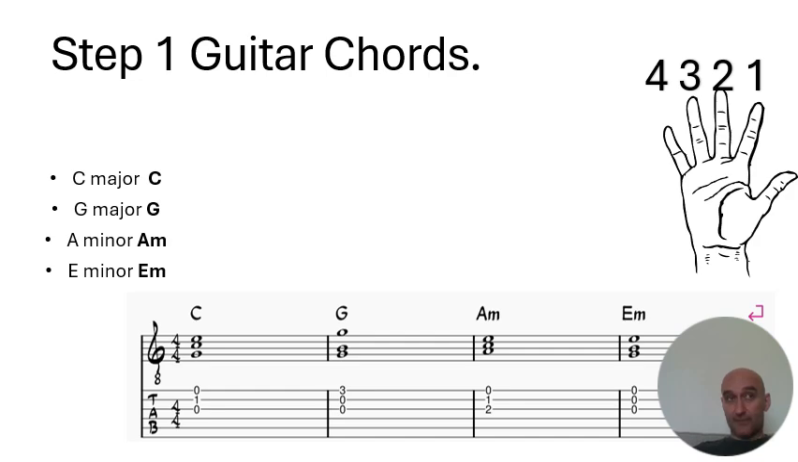So we're going to start with the E minor chord because there are no frets involved. So it's string G, string B, and string E. I would say it's probably the easiest chord to play on the guitar because it doesn't require you to press any frets. So that's the E minor chord.